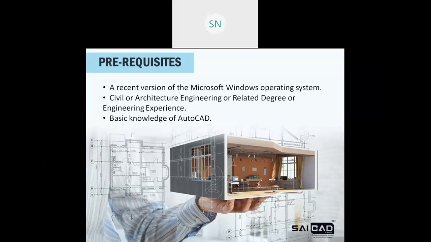Also, you should have a basic knowledge of civil or architectural engineering. If you are working with the same background, then also you can learn this, right? It is not necessary to have a degree in civil or architectural engineering. You must have just knowledge about that field. That is enough, and some basic knowledge of AutoCAD. If you have it, then it will be very helpful, otherwise it is okay.